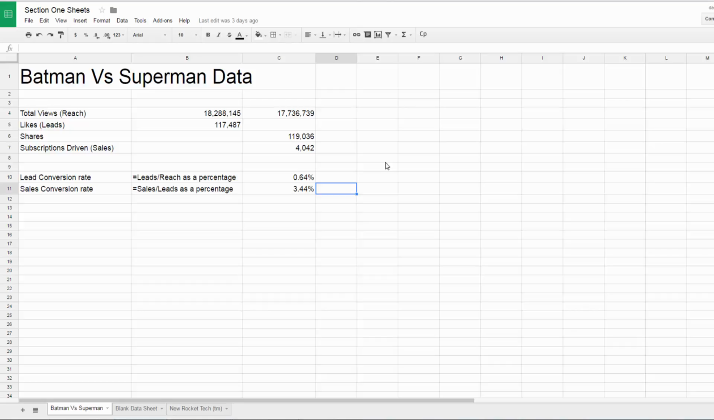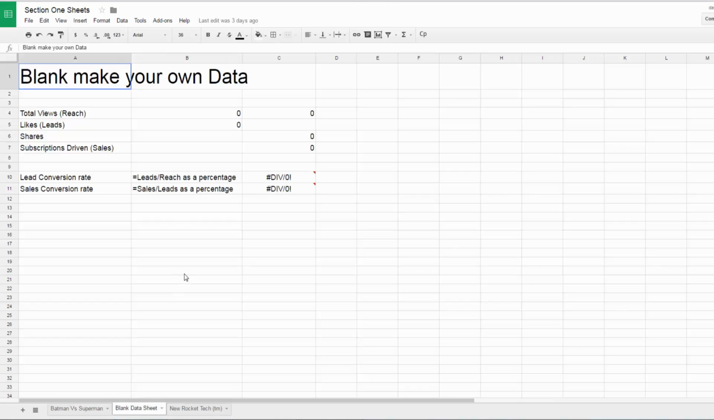Excellent. So that's basically it. I have entered in a blank data sheet for you guys, so you can make your own data, put in your own data and work out the conversion and sales conversions. You can essentially just go to any video. This will be a good way to practice, get yourself an idea of how to use data when you're doing campaigns and videos. So just choose any video, put in their total views, their likes, their shares, subscriptions driven. Try and find videos that will have those statistics, because not all of them will have it enabled. And see what kind of conversion rates you get and what kind of conclusions you can come up with.